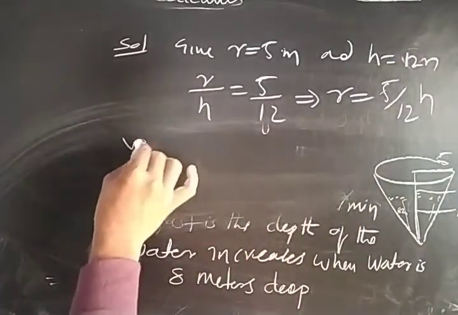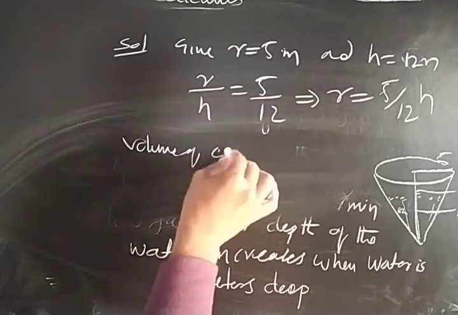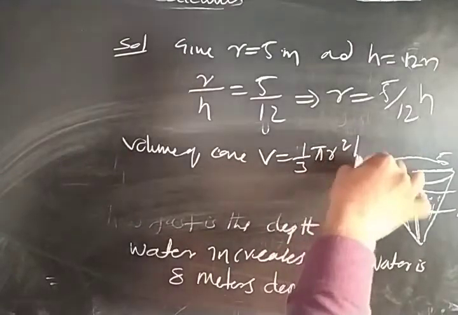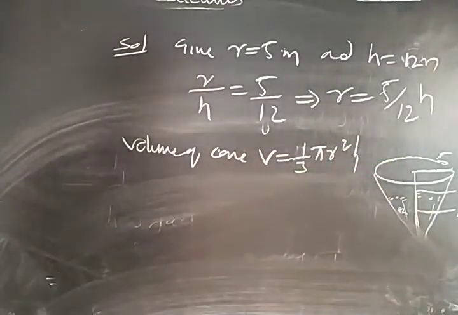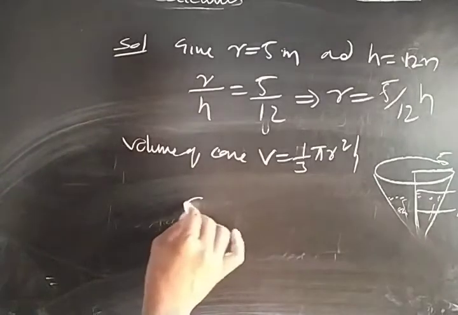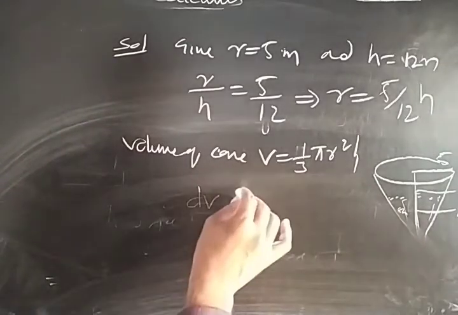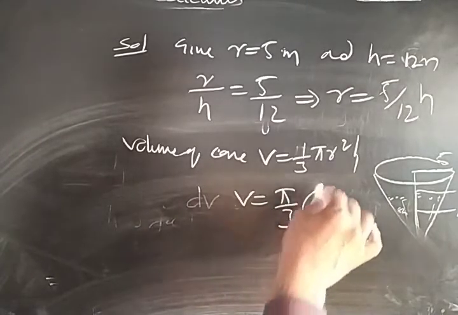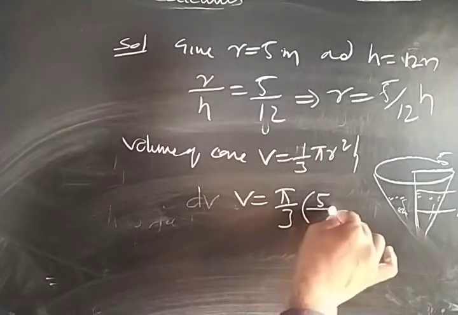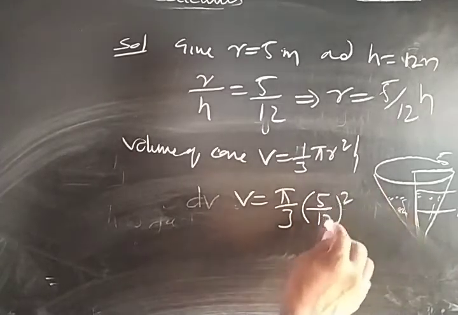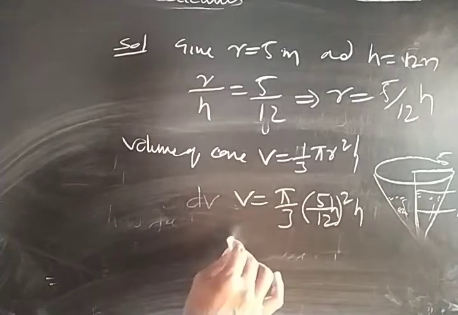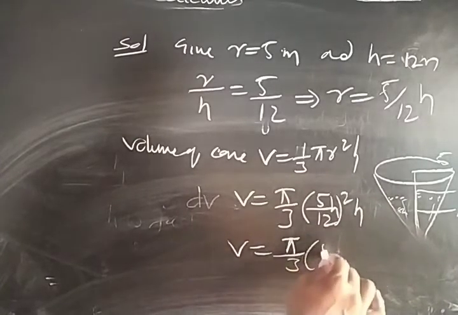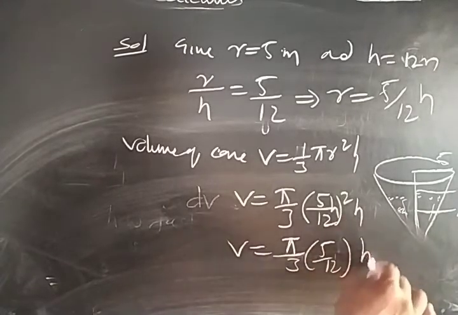Now volume of cone is what? V equal to 1 by 3 pi r square h. Now here I am differentiating with respect to t. Before that, I am expressing pi by 3 in terms of h: 5 by 12 whole square h into h. So V equal to pi by 3, 5 by 12 whole square, h square into h, h cube.